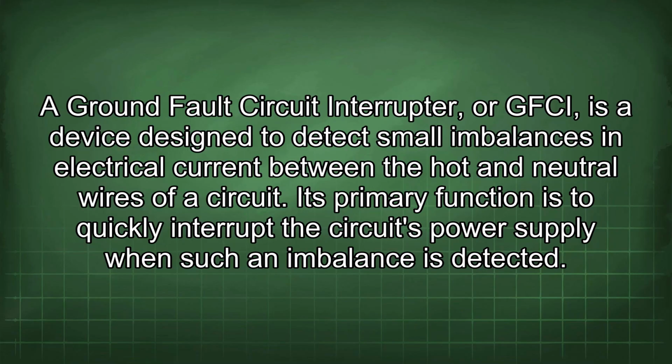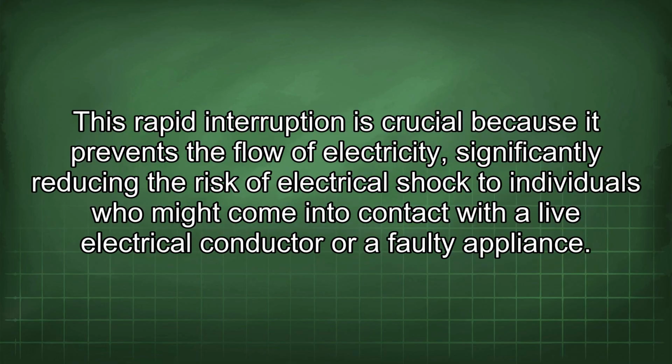A ground fault circuit interrupter, or GFCI, is a device designed to detect small imbalances in electrical current between the hot and neutral wires of a circuit. Its primary function is to quickly interrupt the circuit's power supply when such an imbalance is detected. This rapid interruption is crucial because it prevents the flow of electricity, significantly reducing the risk of electrical shock to individuals who might come into contact with a live electrical conductor or a faulty appliance.